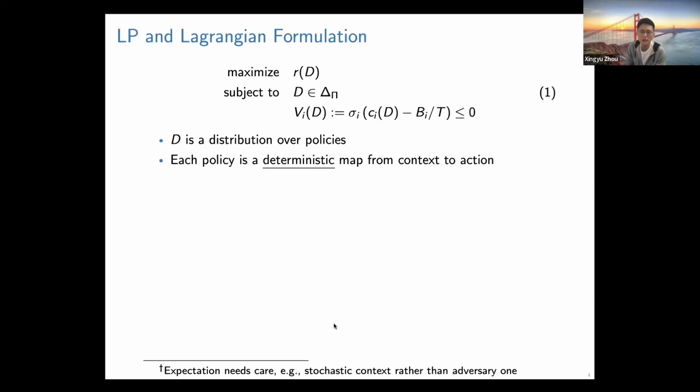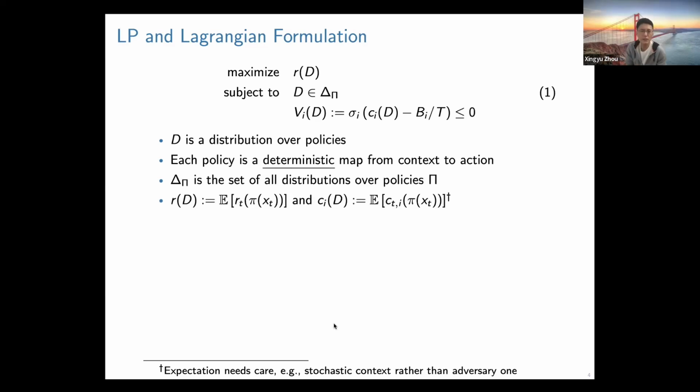Each policy is a deterministic map from context to action. Basically, given a context, the policy maps it to an action. D here is a distribution over such policies. If we look at this decision space D, we can define the expected reward over D and the expected cost over D, and the expectation is linear. So it's a linear function, and we arrive at the linear program in equation 1.